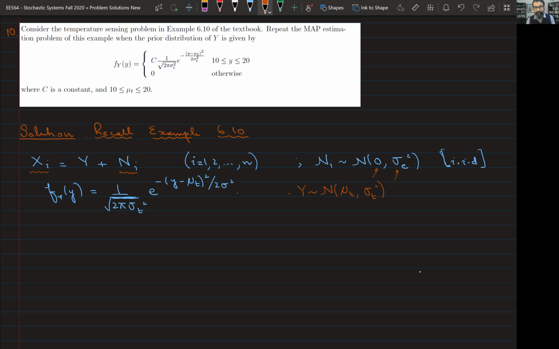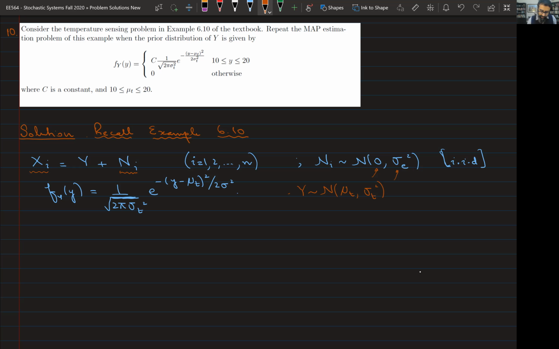And our problem here, the only change is that the prior is no longer Gaussian, strictly speaking, but rather a truncated Gaussian. It's Gaussian only between 10 and 20, right? So in order to provide you with a solution to the specific problem that we have right over here, let me just quickly go over the solution to example 6.10, right?